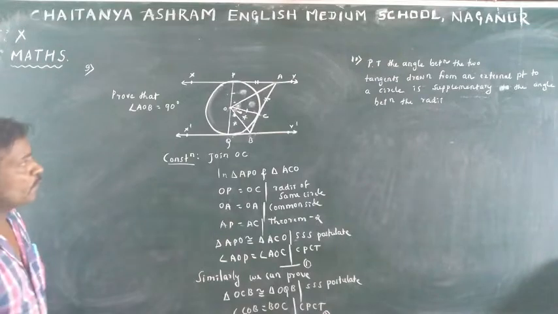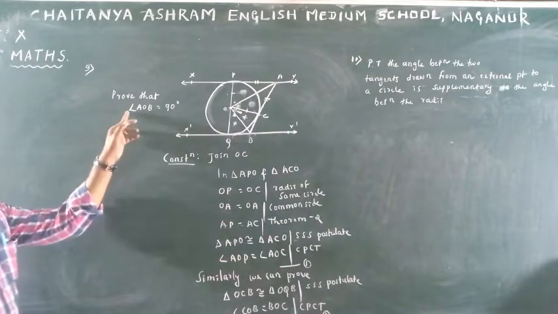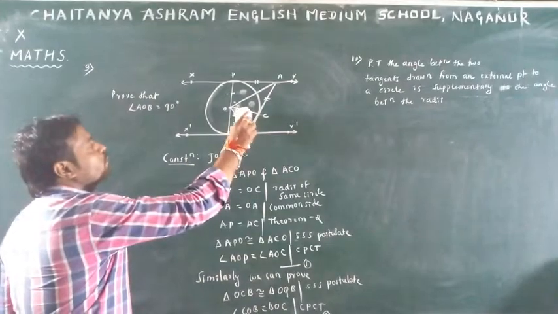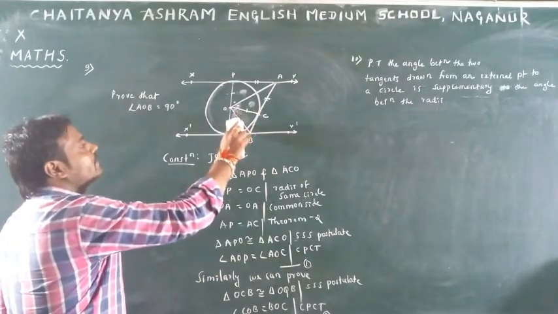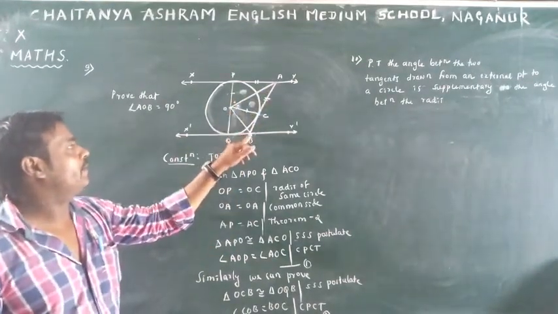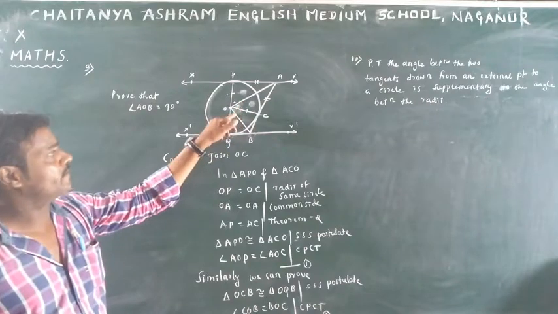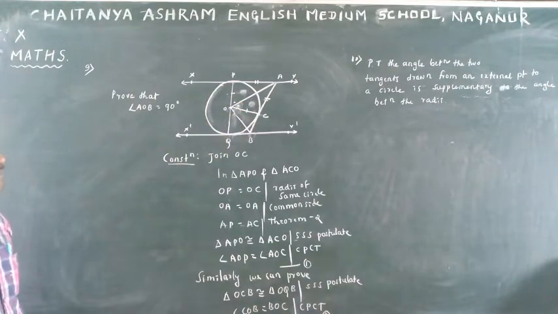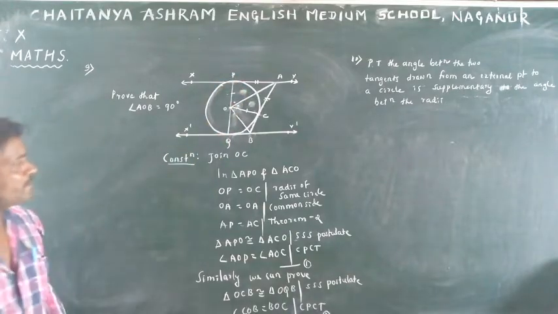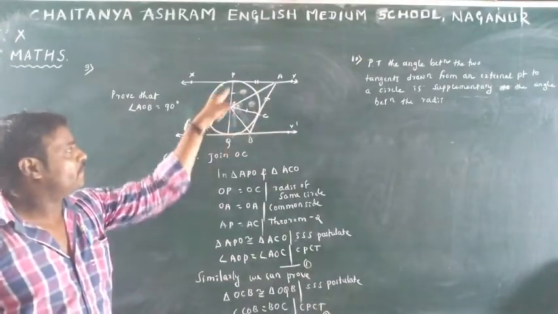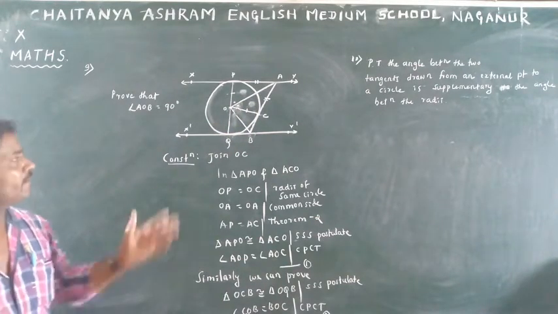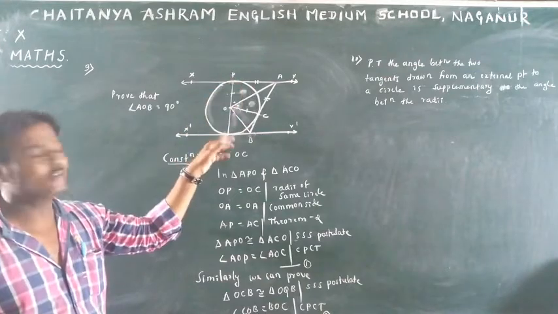Okay, so we want to prove angle AOB equals 90 degrees. Where is that angle? Just tell me. Here it is, AOB. We have to prove this angle is 90 degrees. Now, with respect to AB and the circle, this PQ is a diameter. Yes. So don't consider that line with respect to the circle.